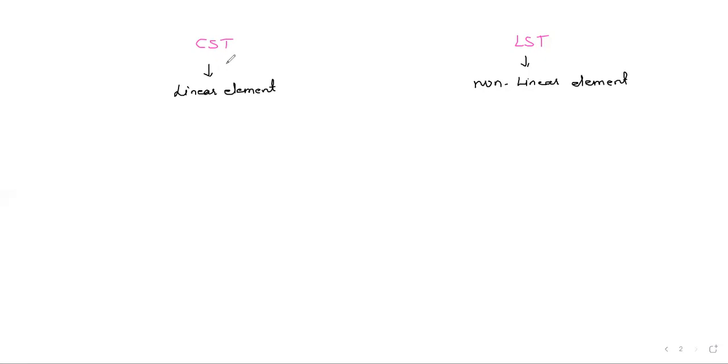CST, constant strain triangle, is called a linear element. Linear strain triangle is called a non-linear element. Don't get confused, because I am saying this full form. Okay, I will write the full form here. CST stands for constant strain triangle. LST stands for linear strain triangle. So don't be confused.